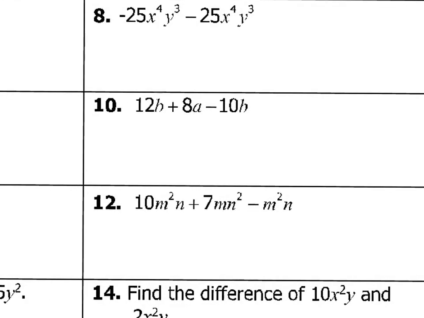All right, so I'm going to put boxes around the ones with B. So 12 minus 10 is 2B. So those are done. And then I've got this 8A left over.